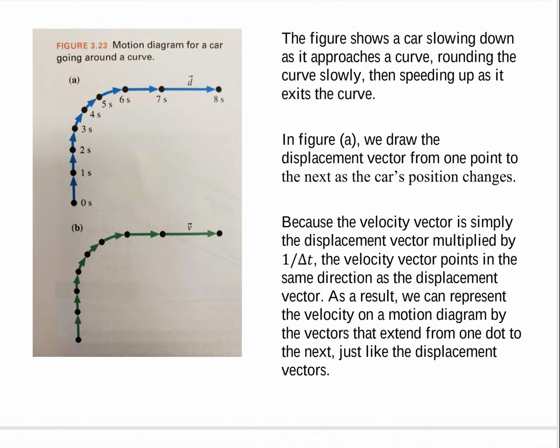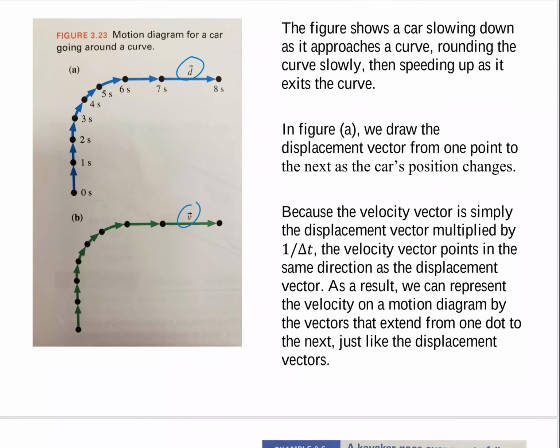And then, because the velocity vector is just the displacement vector multiplied by 1 over delta t, the velocity vector points in the same direction as the displacement vector from one point to the next in the same interval of time. So we can represent the velocity on a motion diagram by the same vectors that extend from one dot to the next, just like the displacement vectors. We already know that anyway. So we have displacement here and velocity here. But you see that we're moving in 2 dimensions here. We started off going kind of up, and at the end, we're going to the right.